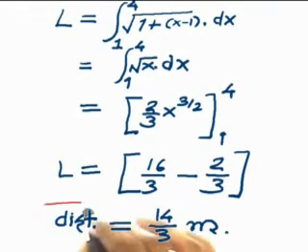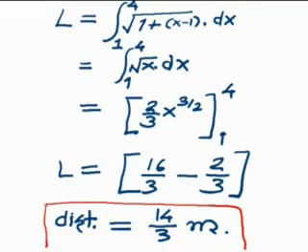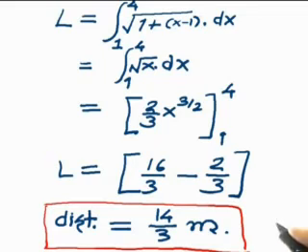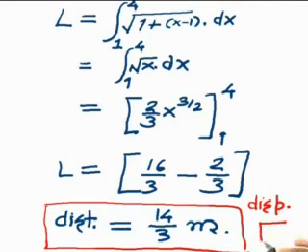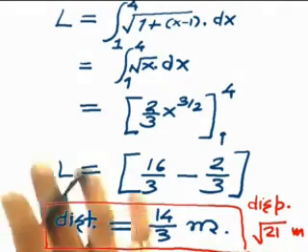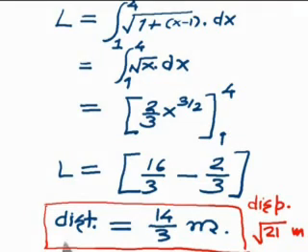Here you can conclude that the distance traveled is greater than the displacement, as we achieved earlier. The displacement here was under root of 21 meter. Here under root of 21 meter is less than 14 by 3 meter. So it again proves that displacement can never be greater than distance, and by following this method we got the distance traveled by the particle and the displacement of the particle as well.